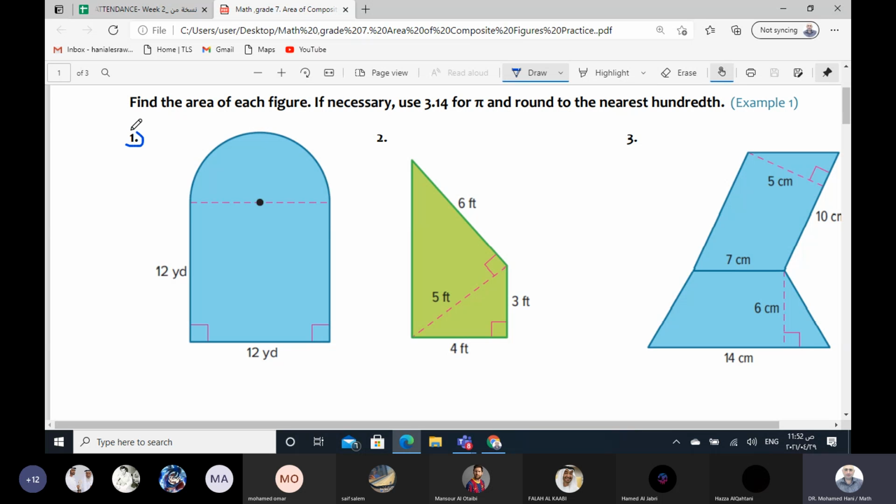Here, exercise number 1. As you see, the composite figure here includes a semicircle up and a rectangle down. The area of the semicircle, as you remember, will be 1/2 multiplied by pi, then multiplied by r squared.